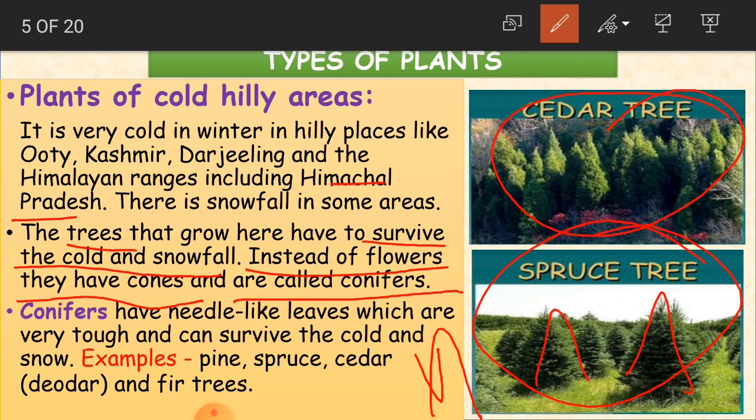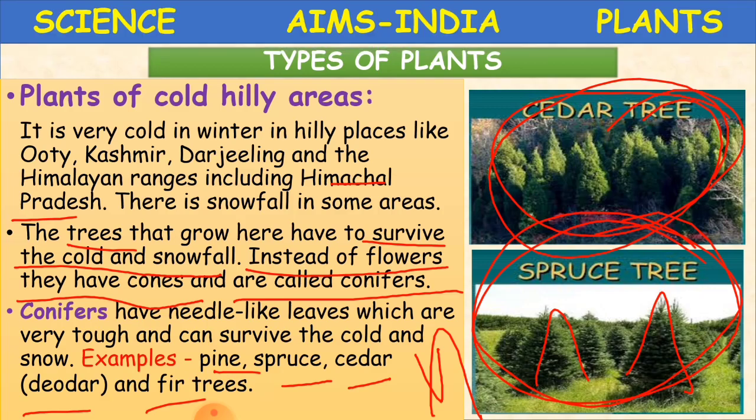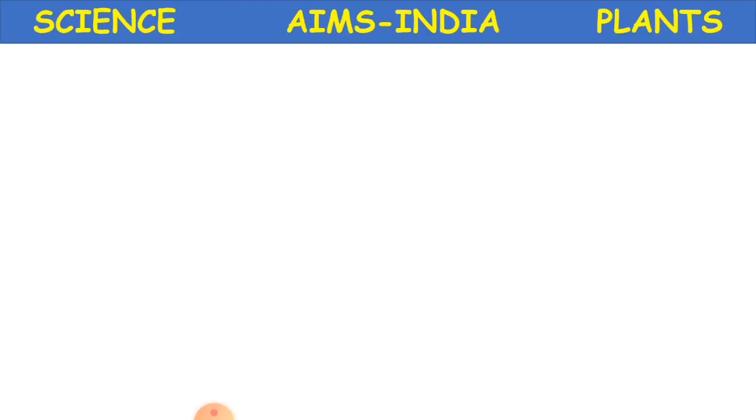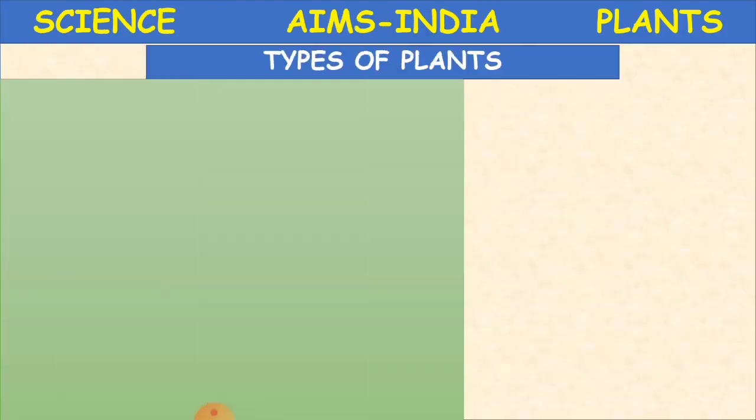Examples are pine, spruce, cedar, deodar and fir trees. You can see in the pictures here some examples of trees which survive in cold and snowy areas. So these are one type of plants which grow in cold hilly areas. Clear, children?